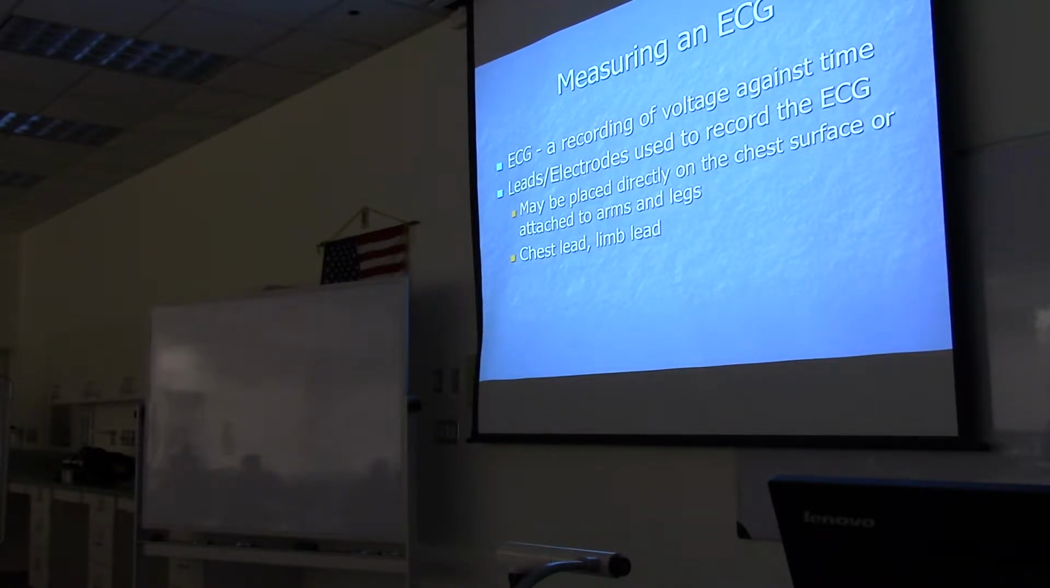There are leads and electrodes used to record the ECG that may be placed directly on the chest surface, or you can even attach them to arms and legs, and it will still sense the changes in the voltage. If you put a lead on the chest, it's called a chest lead. But if you put the leads on the arms or legs, it's called a limb lead. Do you want to write that down? So chest lead is on the thorax. Limb lead is arms or legs.